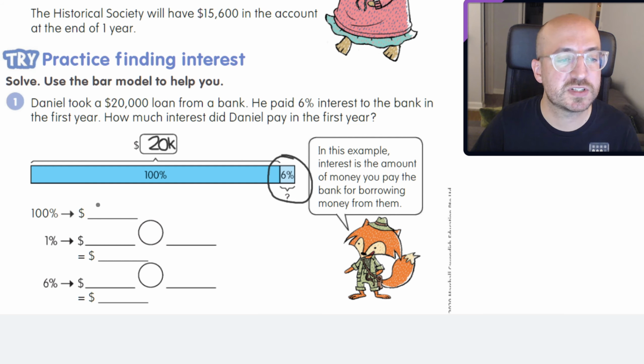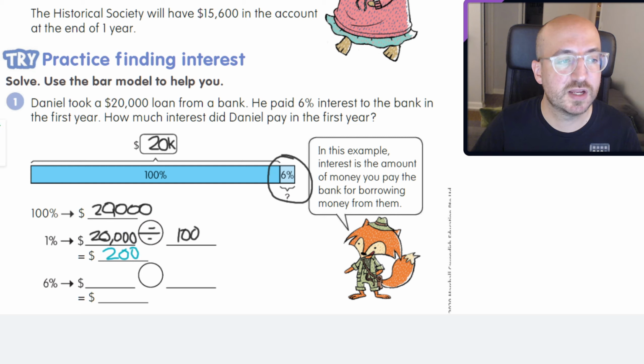Well, 100% is 20,000. How much would 1% be? Well, that's 20,000 divided by 100. And each one is worth one place value, right? So dividing by 10, dividing by 100. 1% of 20,000 is 200.